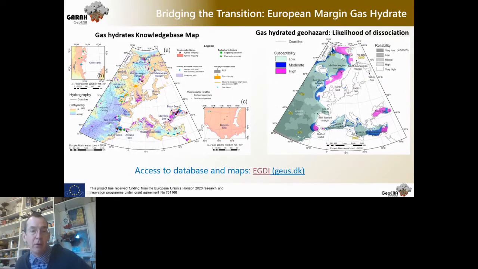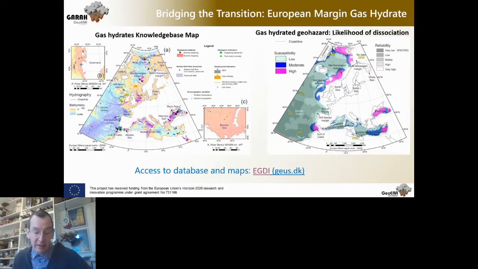And to the right, you can see with different colors where the gas hydrate likelihood of dissociation is either low, moderate, or high. This shows where gas hydrates are likely to be dissociated, and that can foster geohazards. And this is one of the first maps that actually shows this potential.